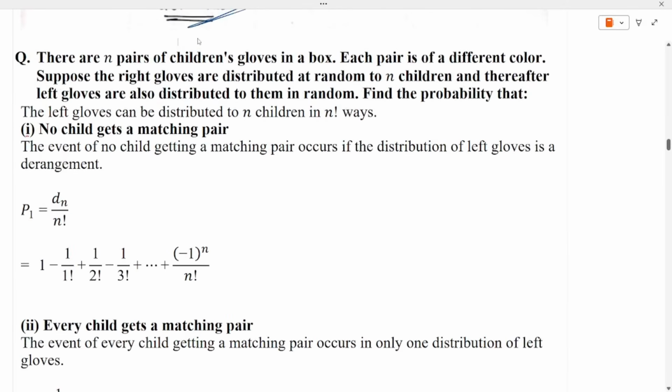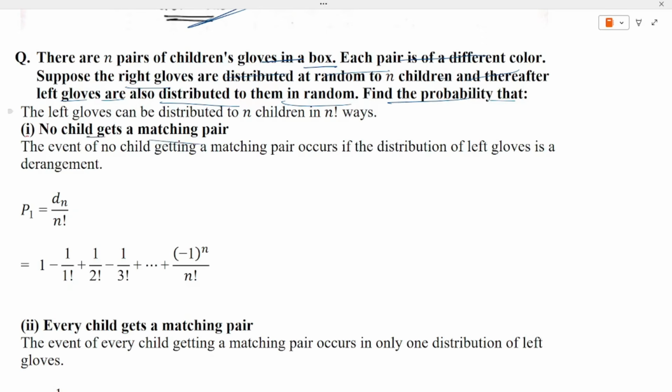Next is about this: there are n pairs of gloves in a box, and each pair is of a different color. Right gloves are distributed at random to n children, and thereafter left gloves are also distributed at random. Find the probability that no child gets a matching pair.